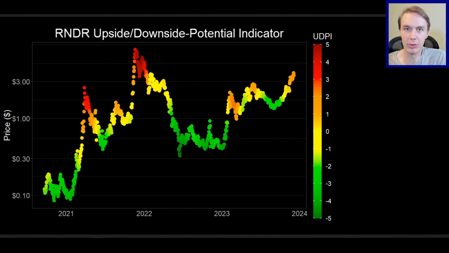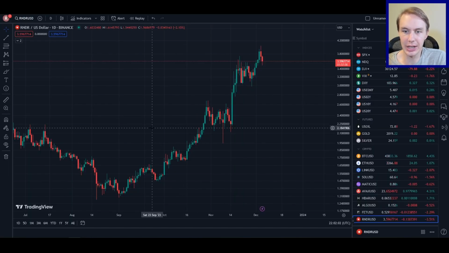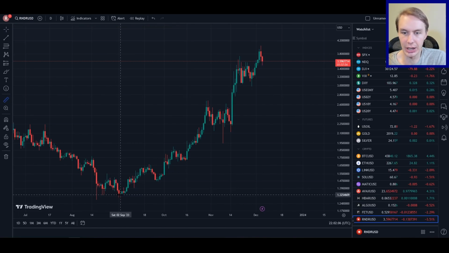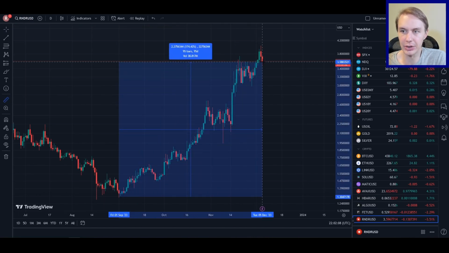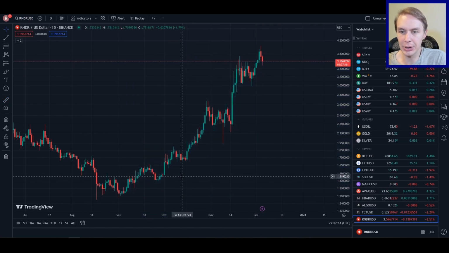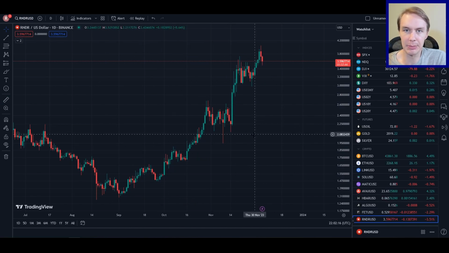Let's talk about Render and where the data say it's going next. So Render is an asset that's performed very well this year. We can see even just off of the September lows, it's currently trading 175% off those lows right now. Very impressive. So I think the question is, where might this be going next?